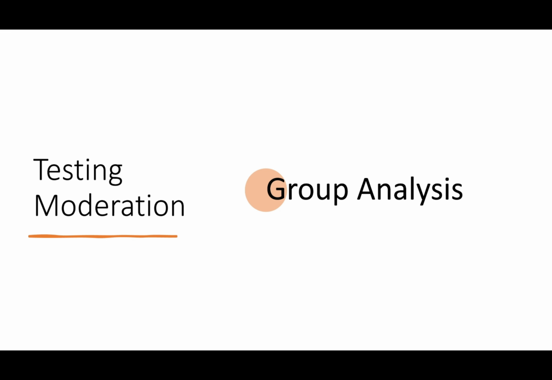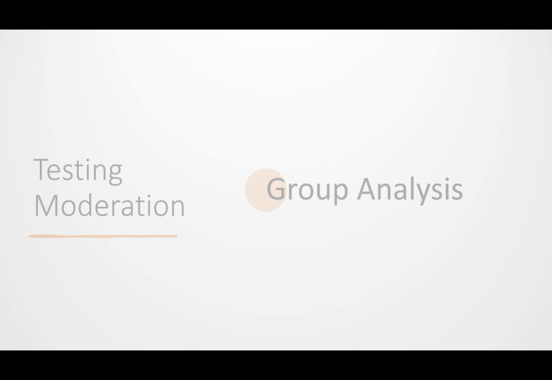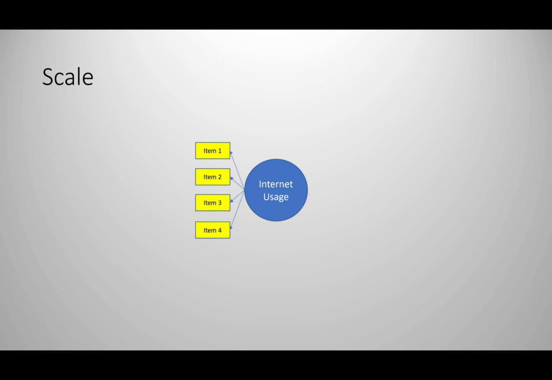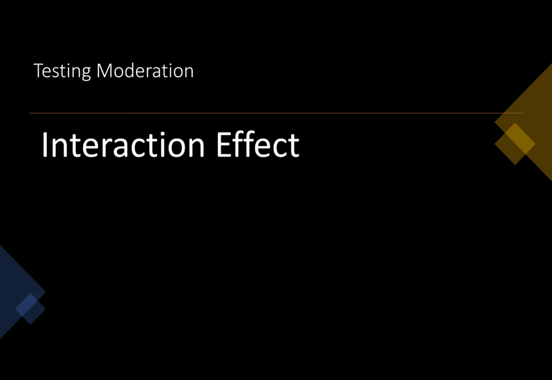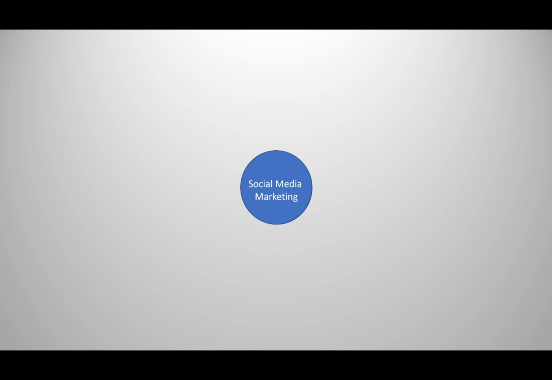But if we are using another form where we have different items, as I mentioned earlier, this is called a latent construct. In this case, the type of analysis we use is the interaction effect. So we can use interaction effects to measure exactly whether moderation exists or not. What exactly is moderation? Moderation is basically a variable which strengthens or weakens the relationship between two variables.